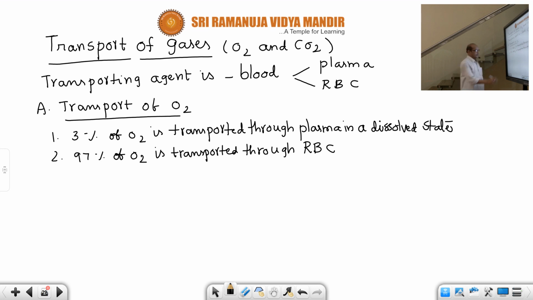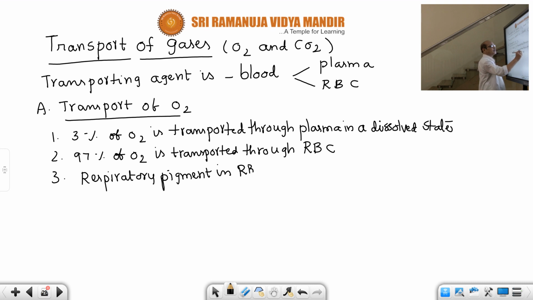How is it transported? There is a carrier of respiratory gases in the RBC. That respiratory pigment present in the RBC is the most important transport agent. The respiratory pigment in RBC is, you all know pretty well, the purplish bluish red colored hemoglobin.